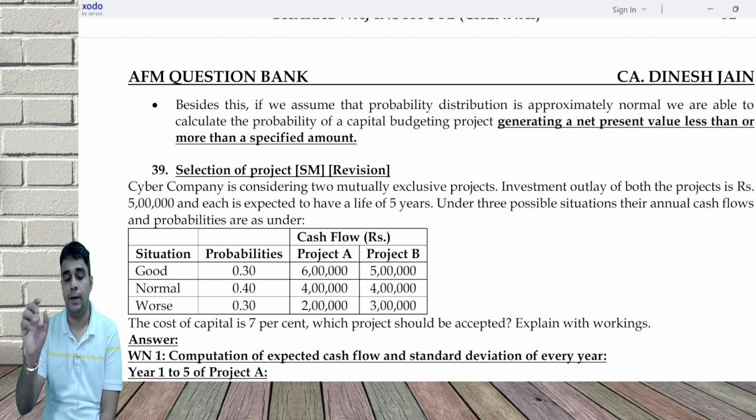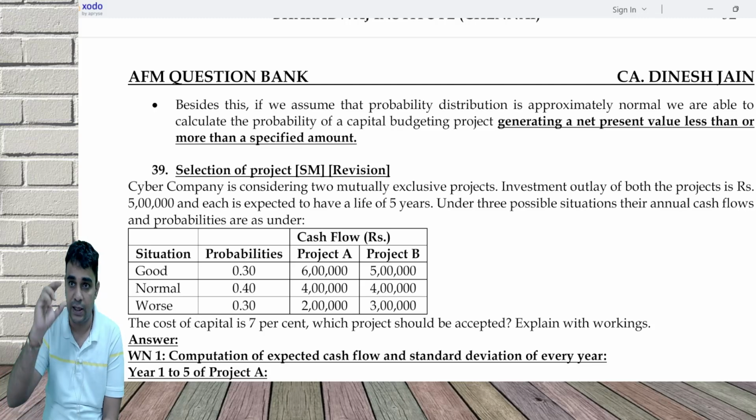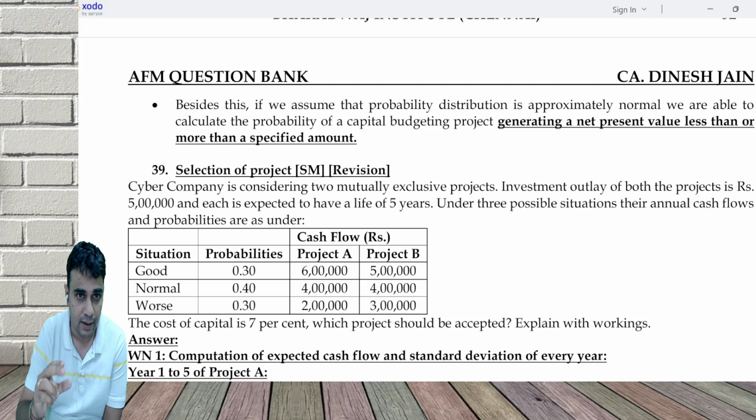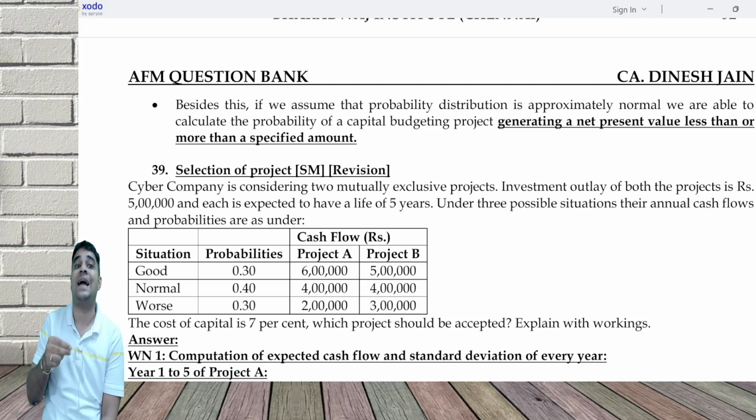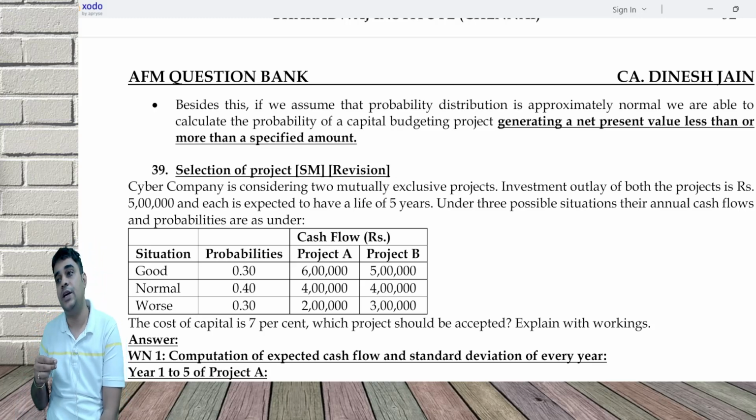Explain with working. Whenever an exam question comes like this, don't stop at NPV itself. If they give probability data, they're expecting you to answer standard deviation also.